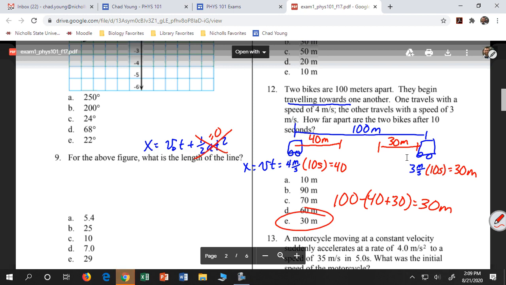I think we had a variation of that. There was another problem that was similar where they were moving apart from one another, but you work it in much the same way. Okay?